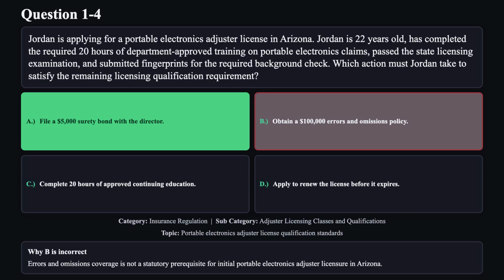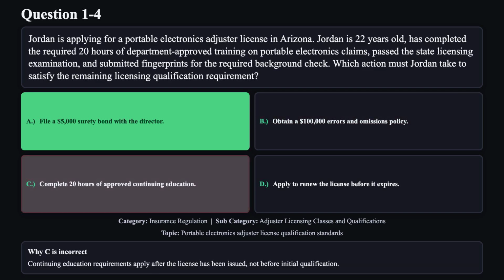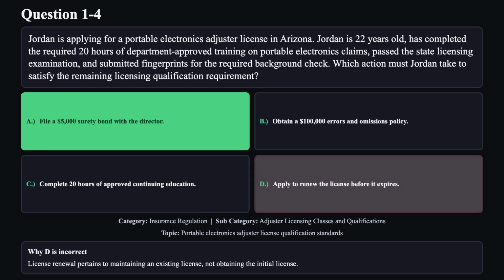Reason B is not correct. Errors and omissions coverage is not a statutory prerequisite for initial portable electronics adjuster licensure in Arizona. Reason C is not correct. Continuing education requirements apply after the license has been issued, not before initial qualification. Reason D is not correct. License renewal pertains to maintaining an existing license, not obtaining the initial license.